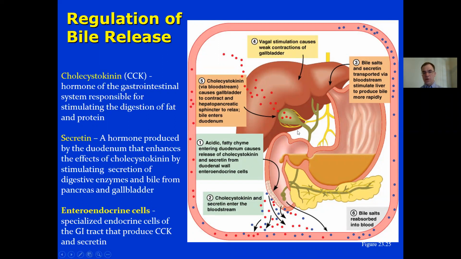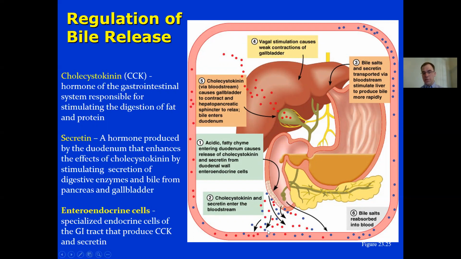And here's our pancreas and also the gallbladder. The idea is that CCK and secretin work together to help with the breakdown of the triglycerides, or all this chyme that has now made its way into the small intestine. How this works is, upon eating, the chyme enters the small intestine. Chyme is acidic and contains triglycerides, and as it enters the duodenum and passes along the wall of the small intestine, the enteroendocrine cells release secretin and CCK into the blood.